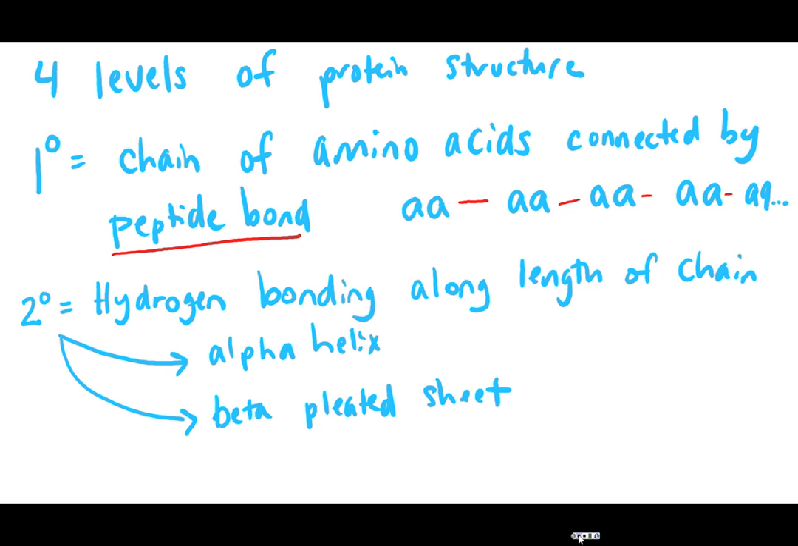Or sometimes that bonding occurs in what's described as a beta pleated sheet. So that'd be like this, kind of folding, like if you were doing a paper fan, that would be a beta pleated sheet. So something maybe like this. So your secondary structure is folding along the length of the chain, which can be either in the alpha helix form or the beta pleated sheet form.